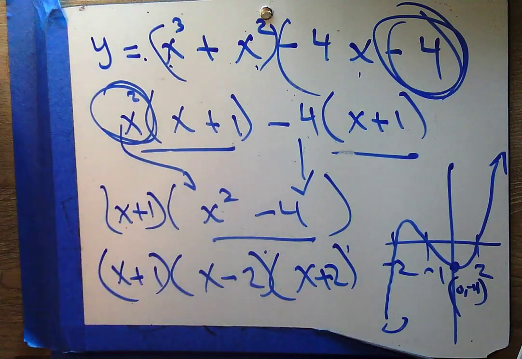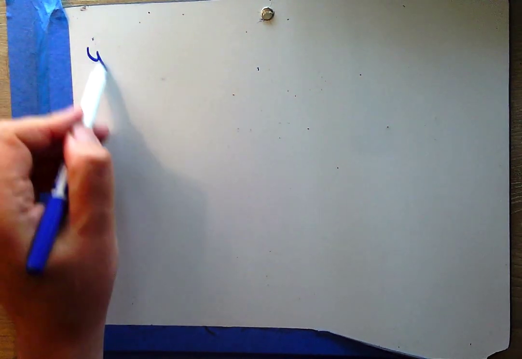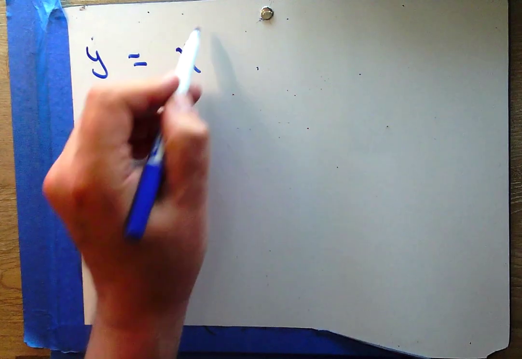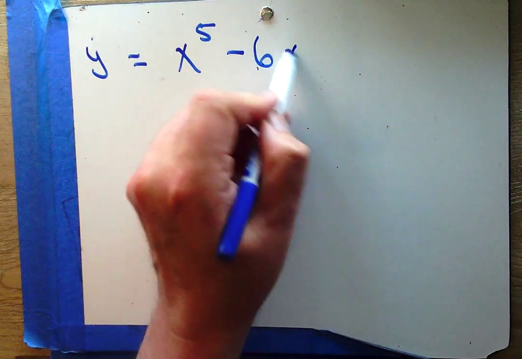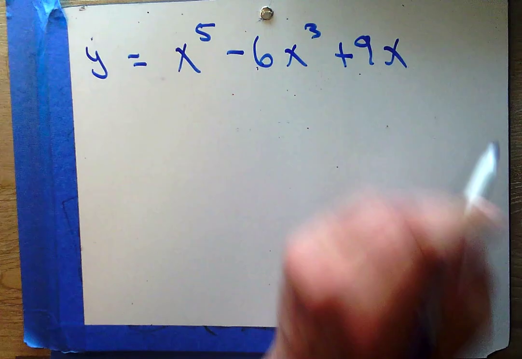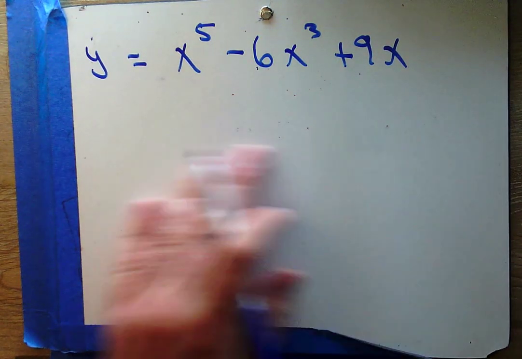Okay, so all that factoring that we did in the Algebra Basics unit was in part to get us to be able to do this breaking down of polynomials so we could graph them more comfortably. How about this one? Y equals x to the fifth minus 6x to the third plus 9x. Give this one a try.